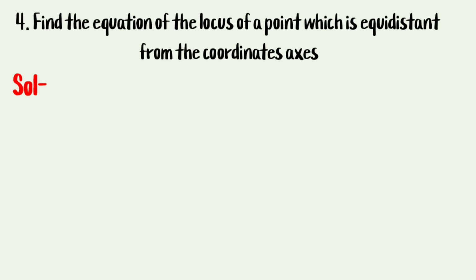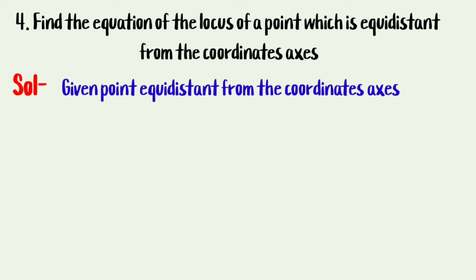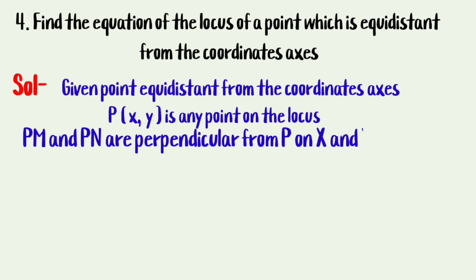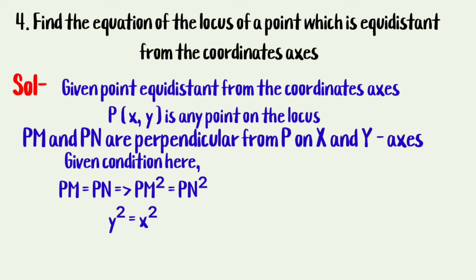So here the next one, the fourth question. Find the equation of the locus of a point which is equidistant from the coordinate axes. So let's do the solution. Here the given point is equidistant from the coordinate axes. P (x, y) is any point on the locus. So here PM and PN are the perpendiculars from P on the x axis and y axis. So the given condition is PM is equal to PN. Squaring on both sides, we get PM square is equal to PN square.